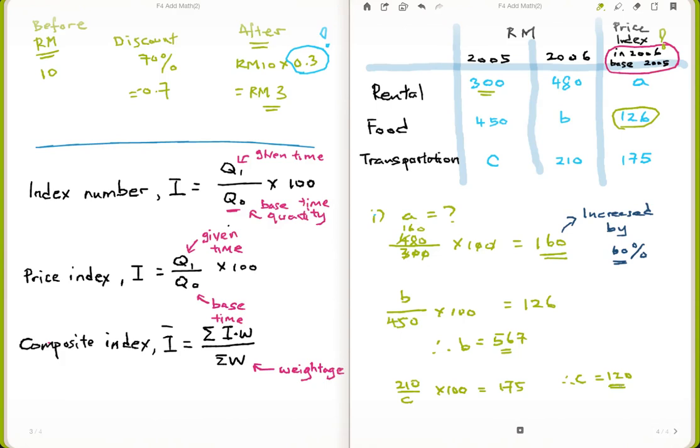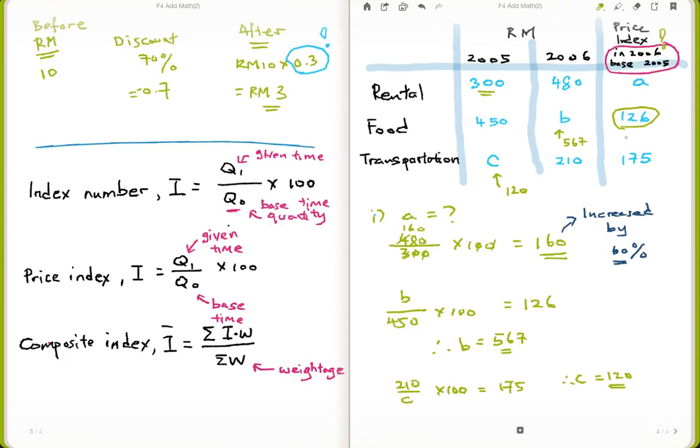Okay. So this is not the price index. This is the price at 2005. So here is 120. Here it's calculated is 567 based on this price index. Okay, that's basically all about this.